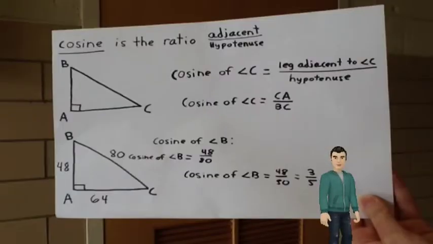So now we're focusing on cosine, and cosine is the ratio adjacent over hypotenuse. As you can see in the first example, the cosine of C is CA over BC. In a second example, the cosine of angle B would be the ratio 48 over 80, and when you reduce that down, the cosine of angle B is 3/5.